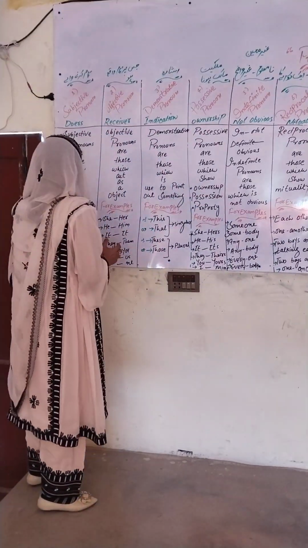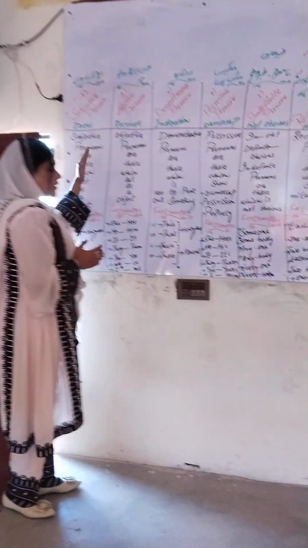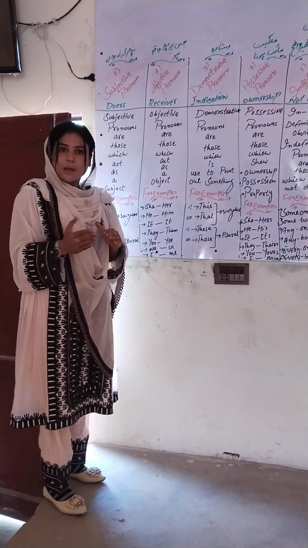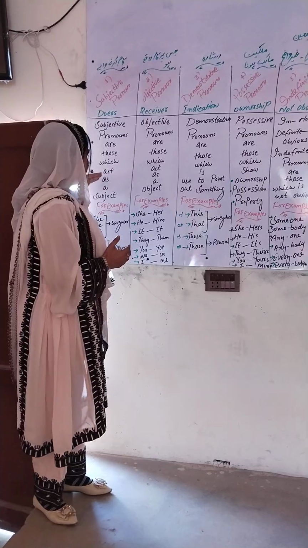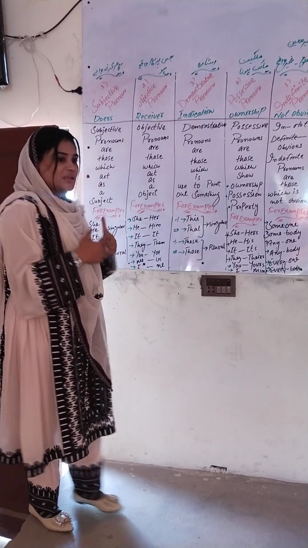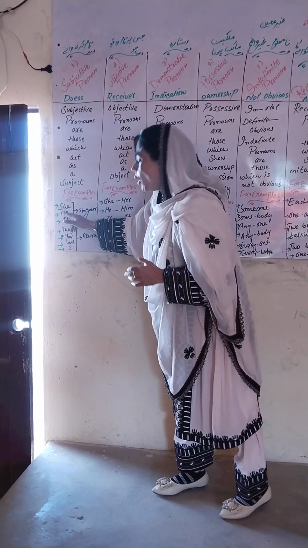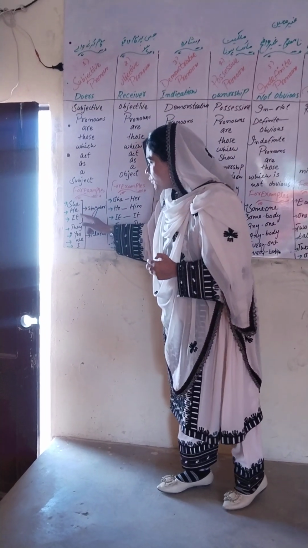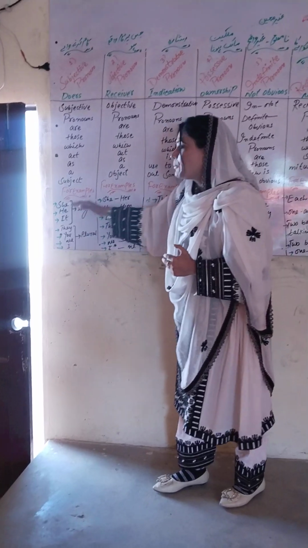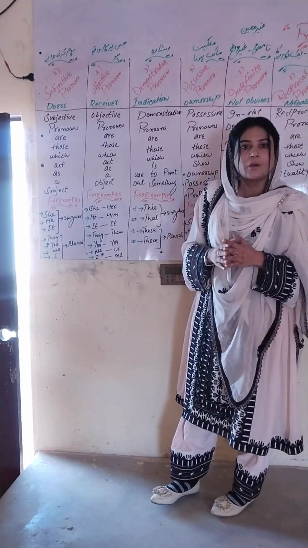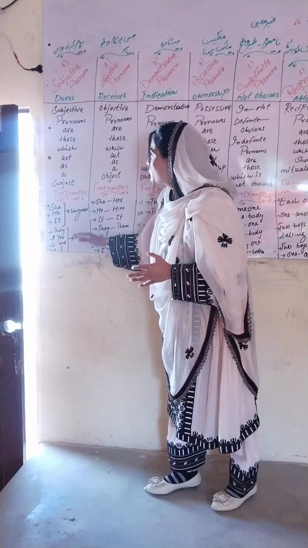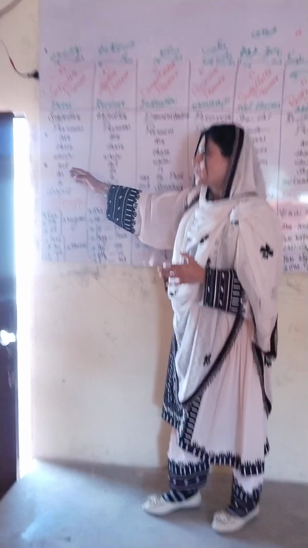Number one is the subjective pronoun. Subjective pronouns are those pronouns which talk about the subject. For example, he, she, it, they, you, we, I. There are two categories of pronoun: one is singular, one is plural. That is called a subjective pronoun.